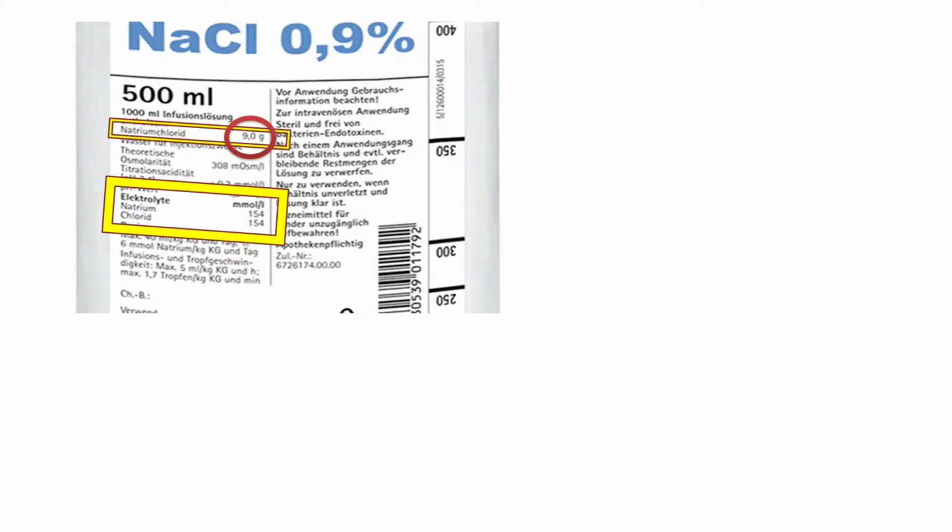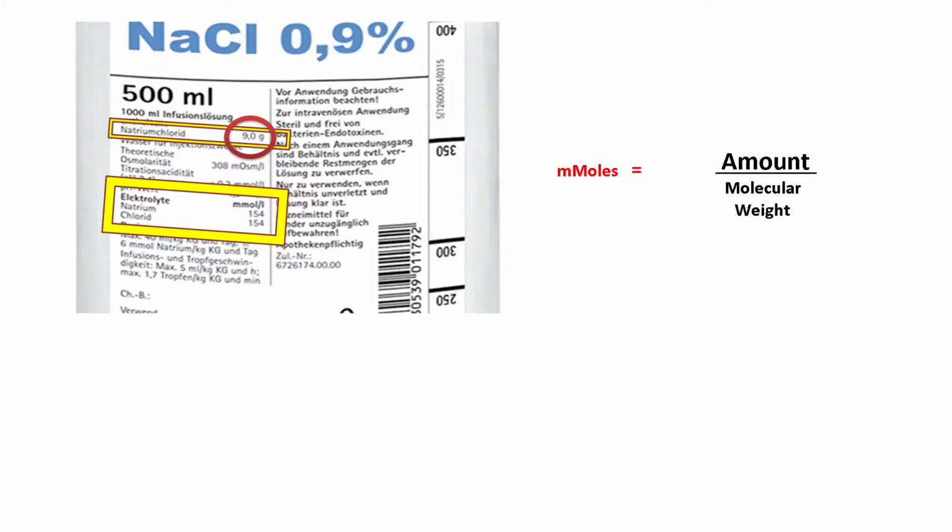In this example, we have a normal saline bottle which contains 500 ml of normal saline, which is 0.9% sodium chloride. That means there is 9 grams of sodium chloride in 1 liter of the solution.